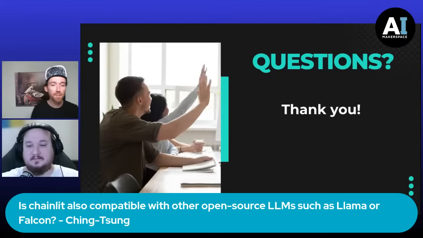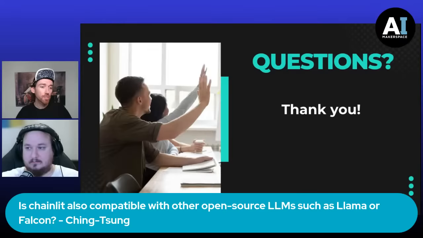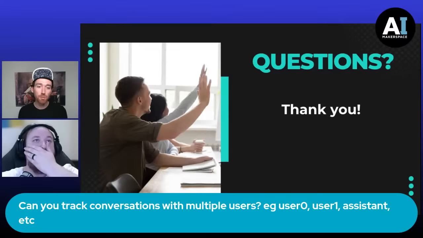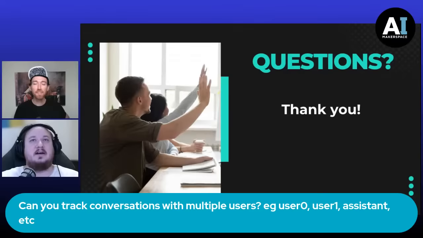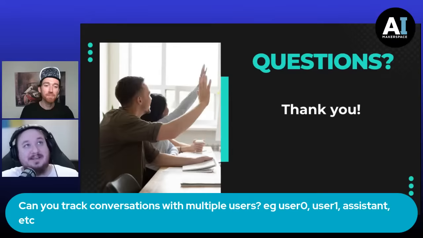All right, so we've got a question: can you track conversations with multiple users, e.g. user zero, user one, assistant, etc.? Yes, you would have to do that not in Chainlit, so you'd have to have a different service to do that. But you can. That's not to say that you need another application. It's just going to be additional logic in Chainlit.